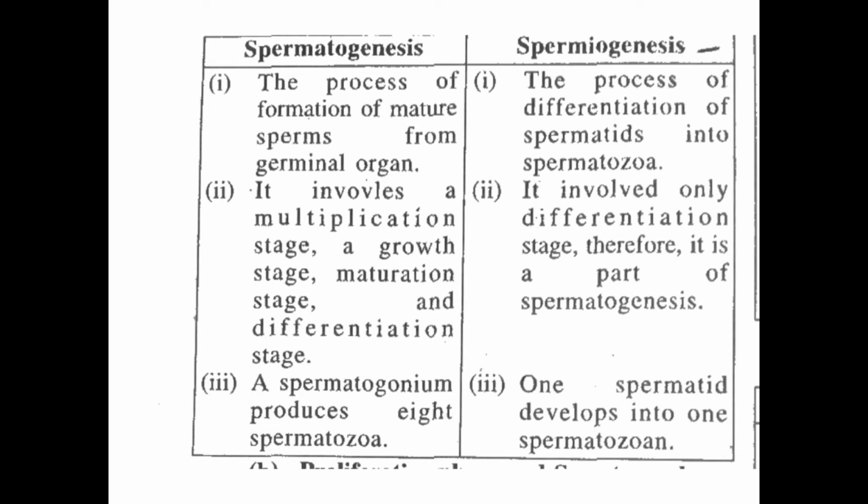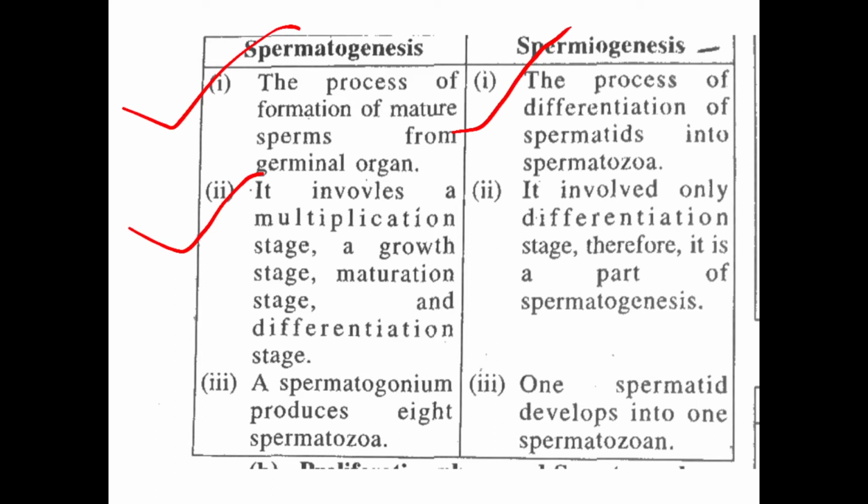Next, spermatogenesis and spermiogenesis. What is the difference between spermatogenesis and spermiogenesis? The process of formation of mature sperms from the germinal organ is known as spermatogenesis, whereas the process of differentiation by which spermatids are converted to spermatozoa or sperm is known as spermiogenesis. The production of sperm from the gonads is known as spermatogenesis. You can easily understand what is spermatogenesis and what is spermiogenesis.